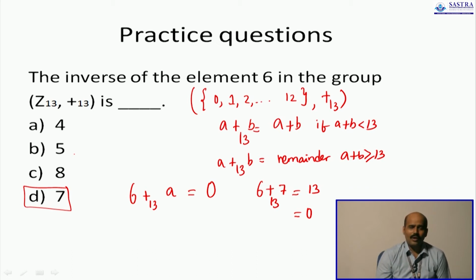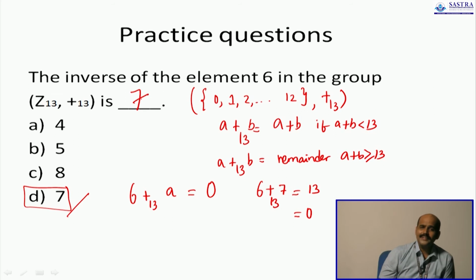Now we are looking for the additive identity which is 0, and that is possible only when you add 7 with 6. So 6 and 7 are inverses of each other, therefore the answer you are looking for is 7.